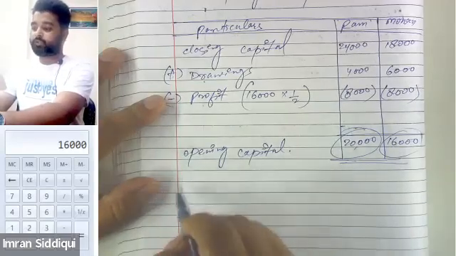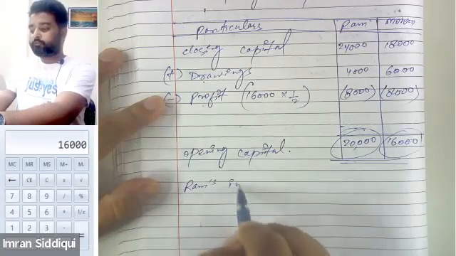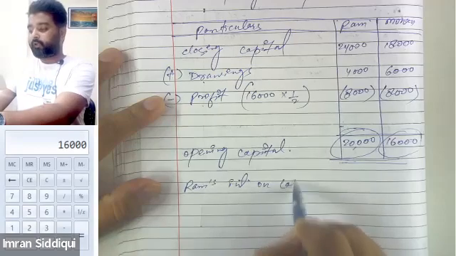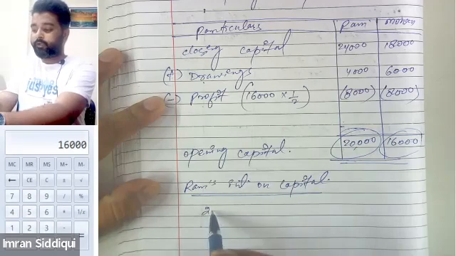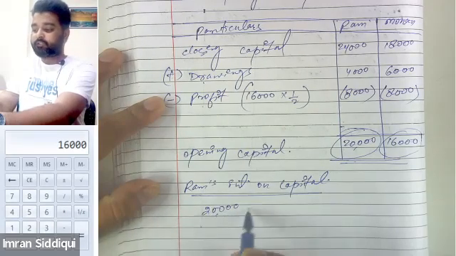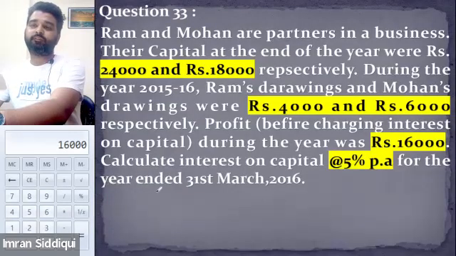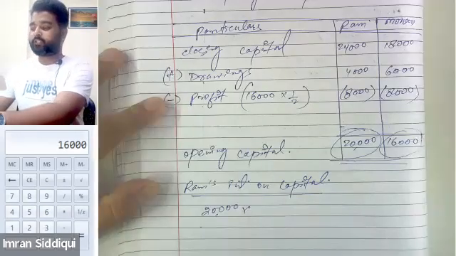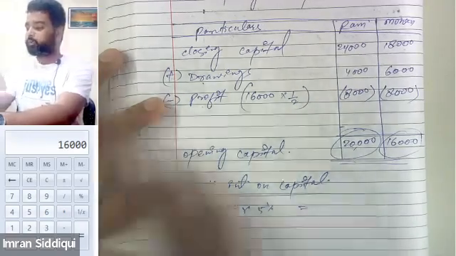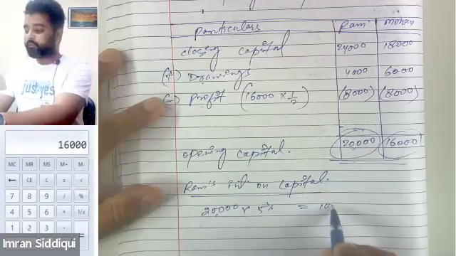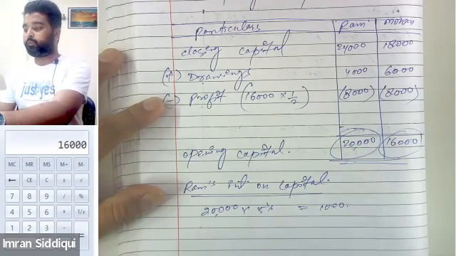Now since we have the opening capital balances of the partners, we are able to calculate the interest on this amount. We will be calculating Ram's interest on capital on 20,000. The rate of interest is given in the question, right? Rate of interest was 5% per annum. That means he will be entitled to 1,000 of interest on capital. 5% of 20,000 will be 1,000.